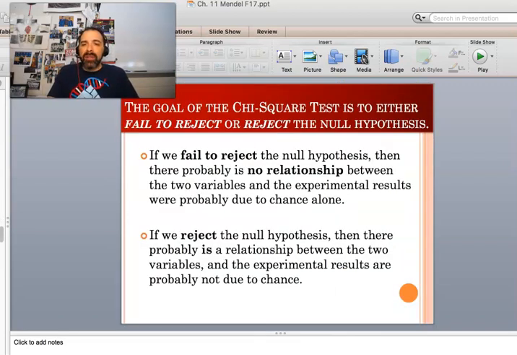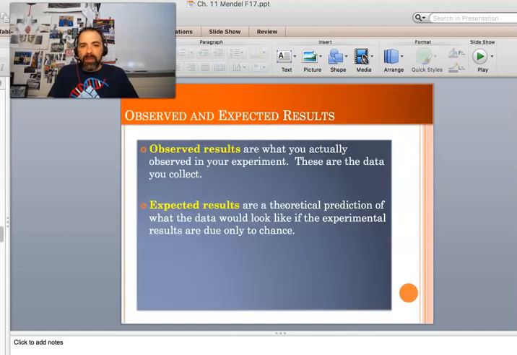The goal of a chi-square test is to either fail to reject or reject the null. If we fail to reject the null, then there's probably no relationship between the two variables. If we reject the null, then there probably is a relationship between the two variables, so the experimental results are probably not due to chance. Observed and expected: observed is what you actually observe, what you actually collect. Expected is your theoretical, what you would get from, say, a Punnett square.